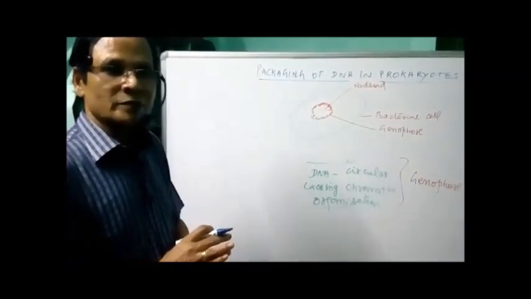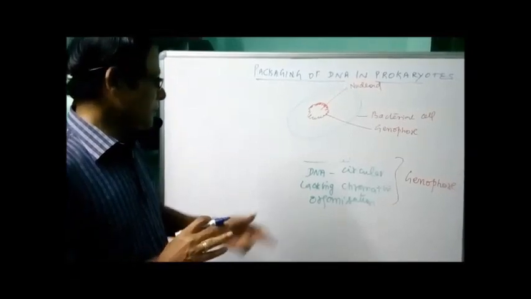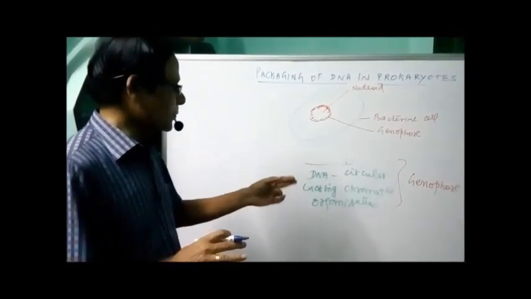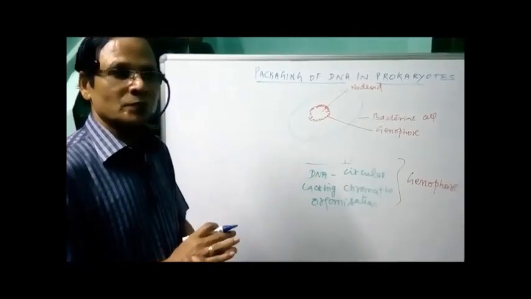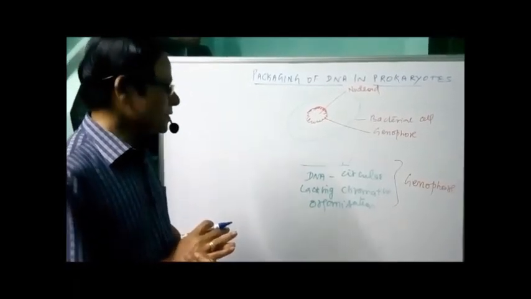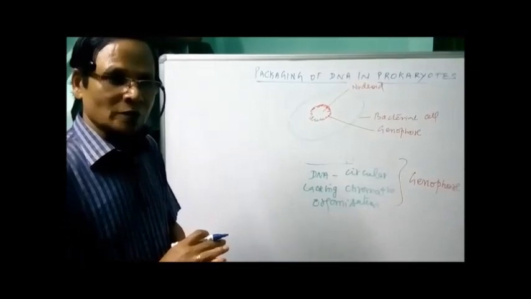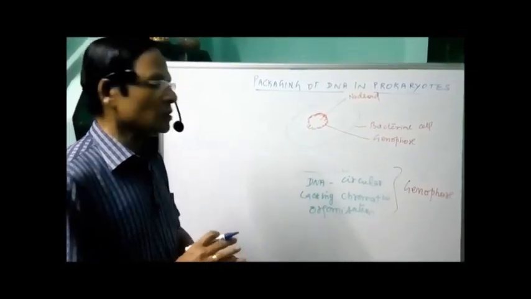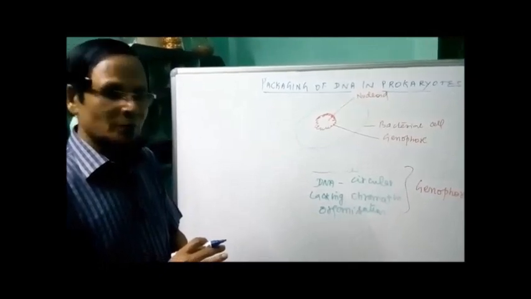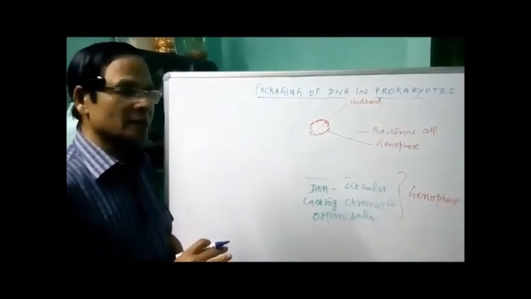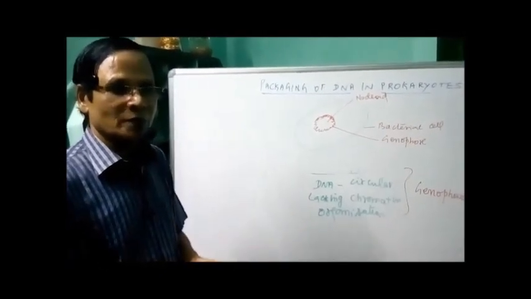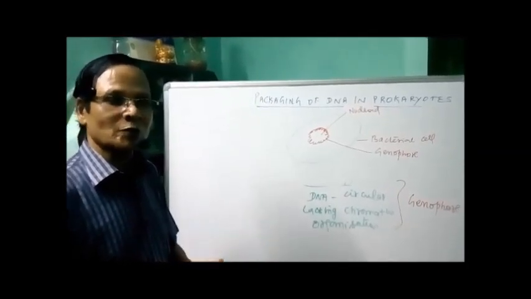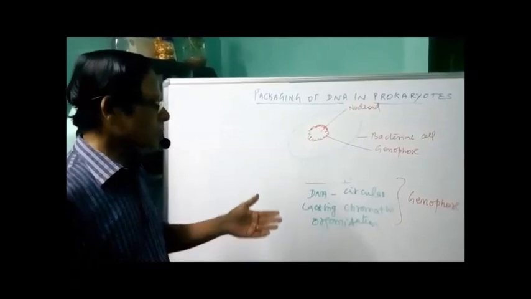Now in prokaryotes like bacteria, the DNA is circular without chromatin organization. Such a DNA, which is circular without chromatin organization, is called the genophore. Similarly, we can say the bacterial DNA is called the genophore. Circular, no chromatin organization. There is no formation of chromatin. That's why it's called a genophore.